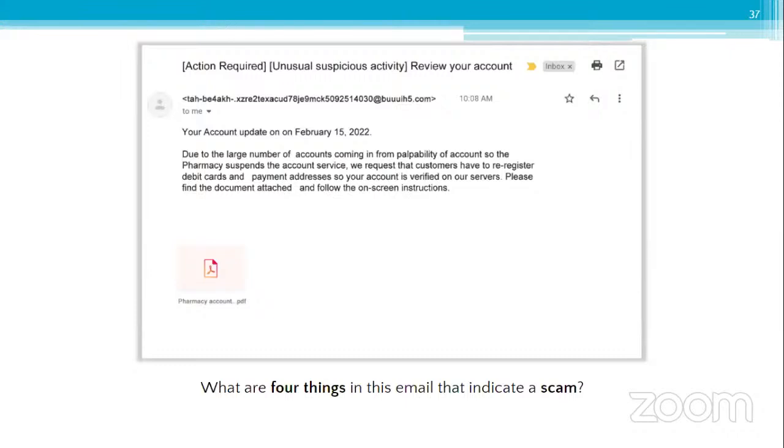Yes, Daniel Joke. What 4 things indicate that it is a scam? From here, the sender is not that clear because there are such numbers that you couldn't understand who sent it really. And when you come here, you find your account update is written 2 times on February 15.